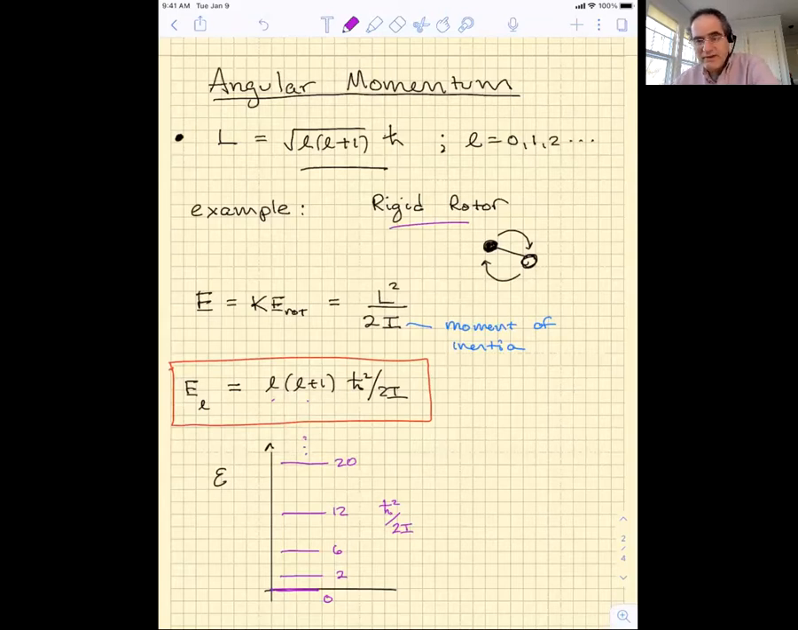Now, did I mention that there are lots of physical examples of rigid rotors, that, in particular, diatomic molecules are excellent examples?